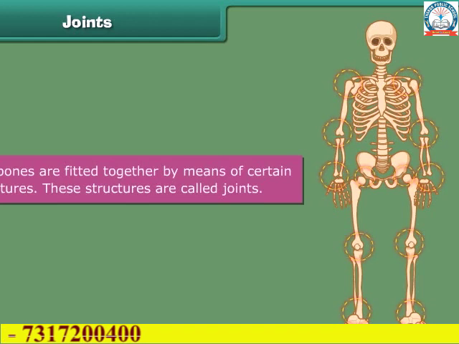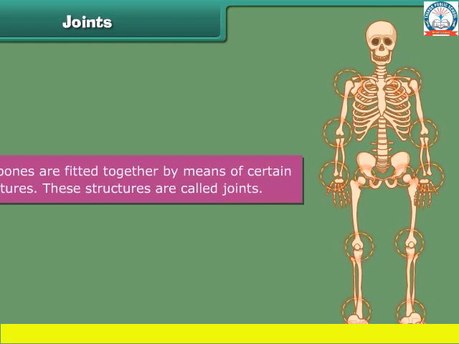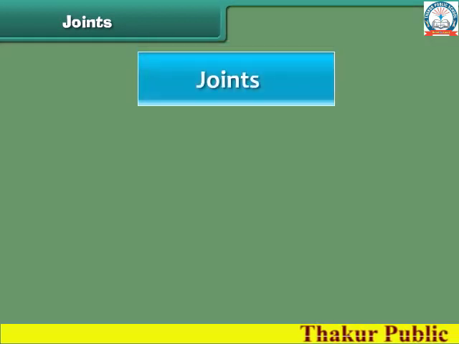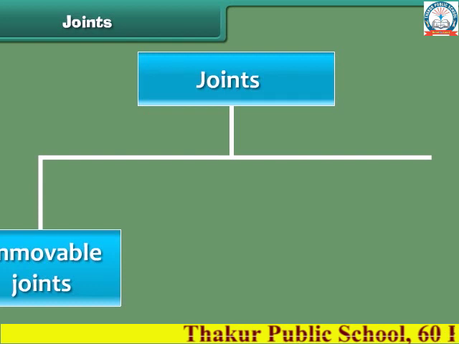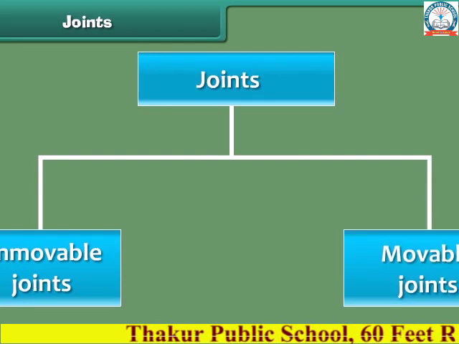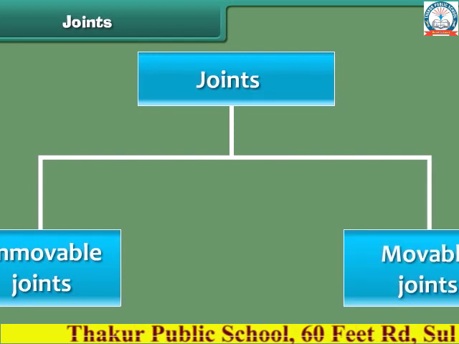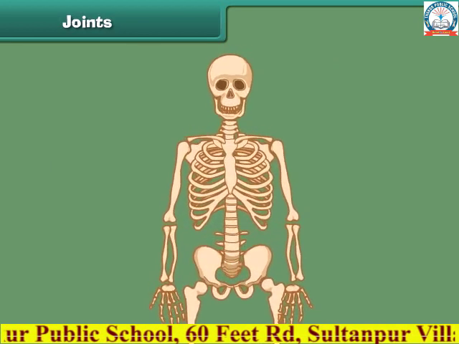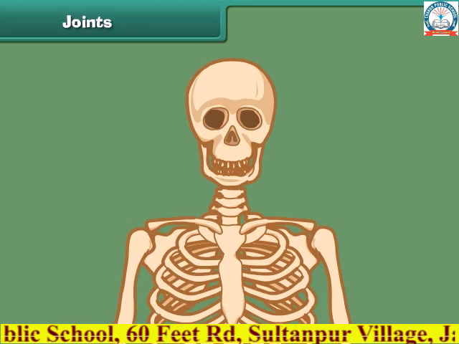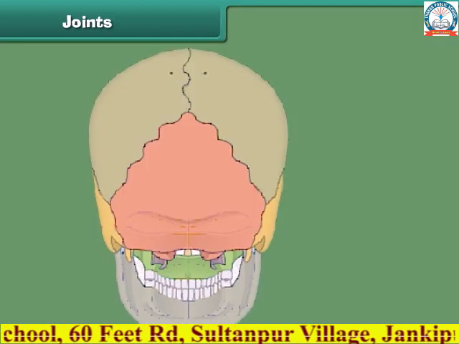The bones are fitted together by means of certain structures. These structures are called joints. Joints facilitate body movements. There are two main types of joints: immovable joints, movable joints. Let us first discuss what immovable joints are. Immovable joints are the joints where no movement of the bones is possible.